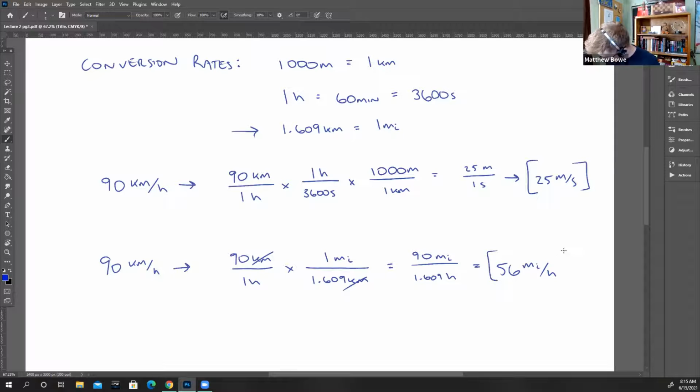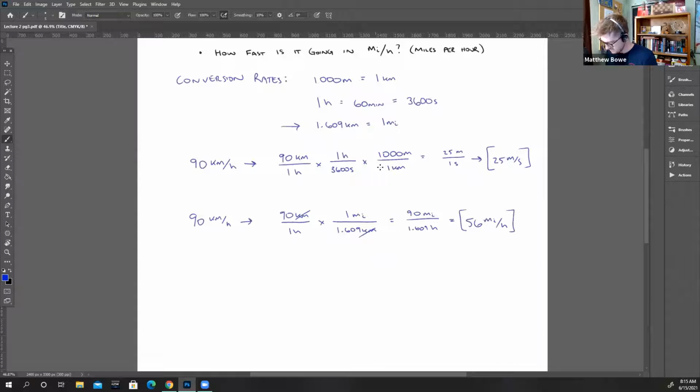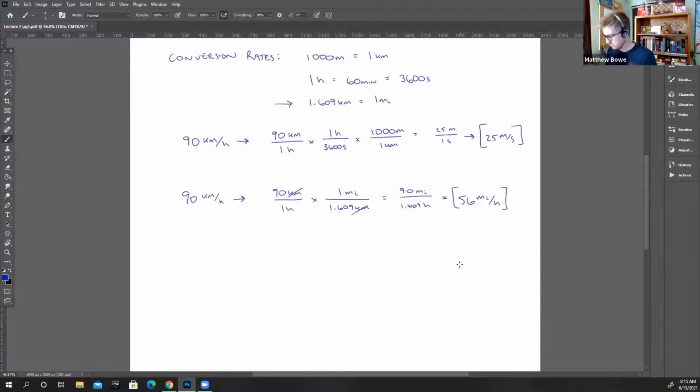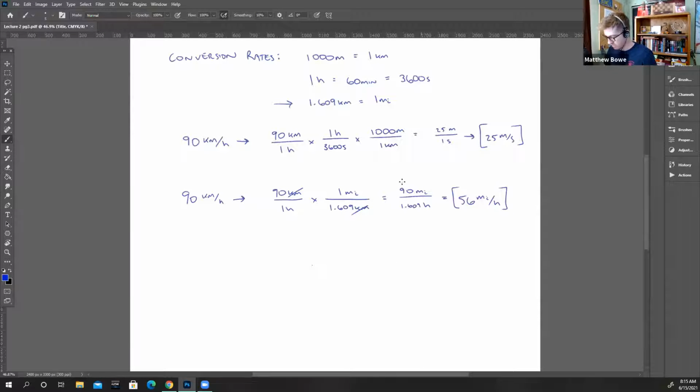Okay, some basic conversions. It's good we got to see an example with multiple steps. Next, we're going to go on to significant figures.